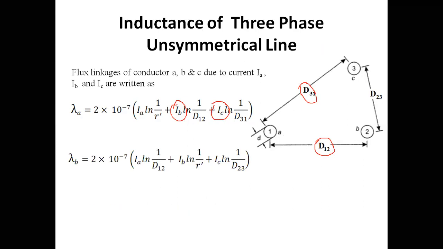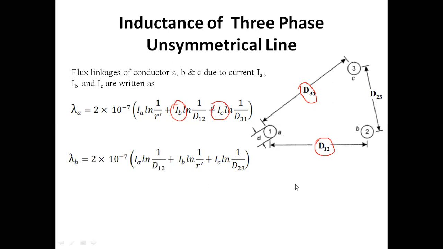Lambda B equals 2 into 10 to the power minus 7, IA ln 1 by D12, so A is placed at distance D12, then IB ln 1 by R dash, IC ln 1 by D23, where the distance is now D23 from B to C.